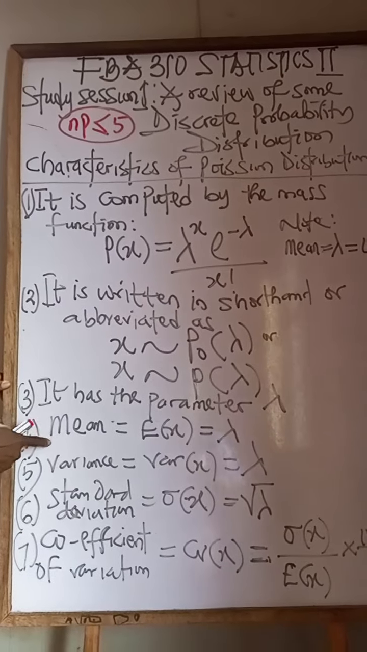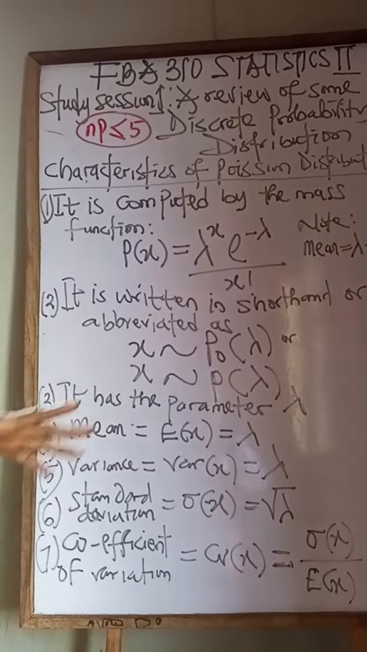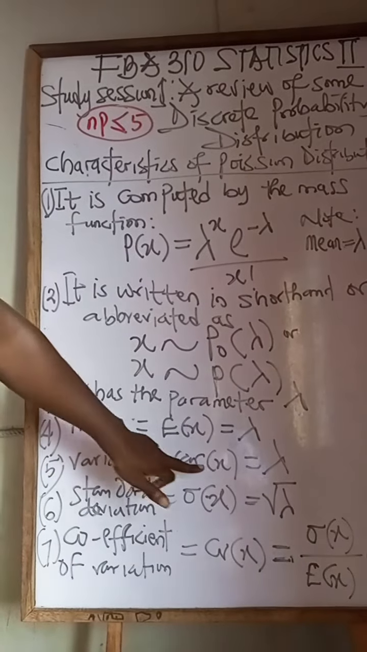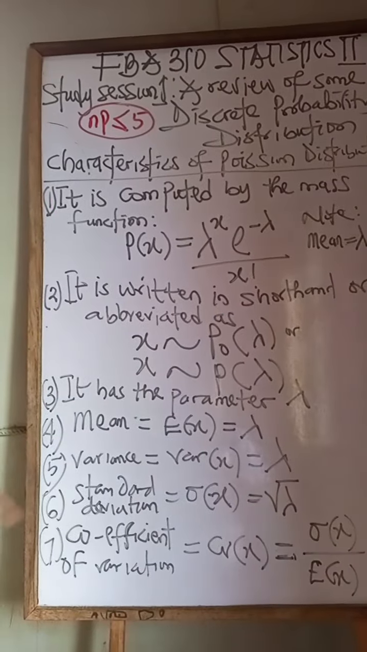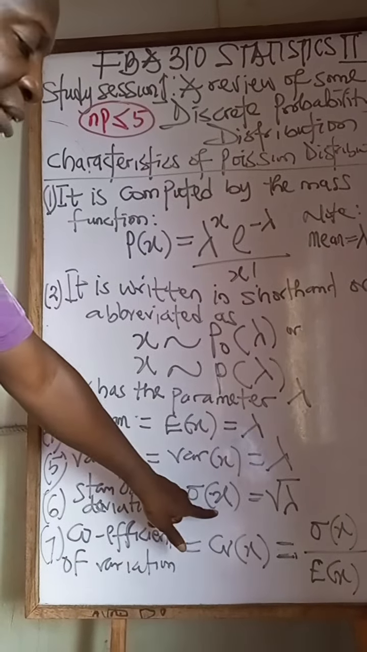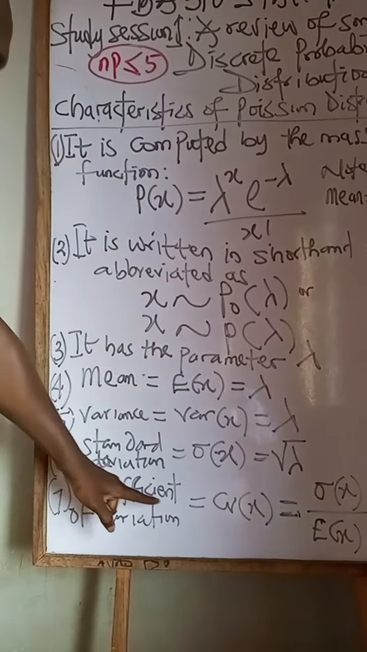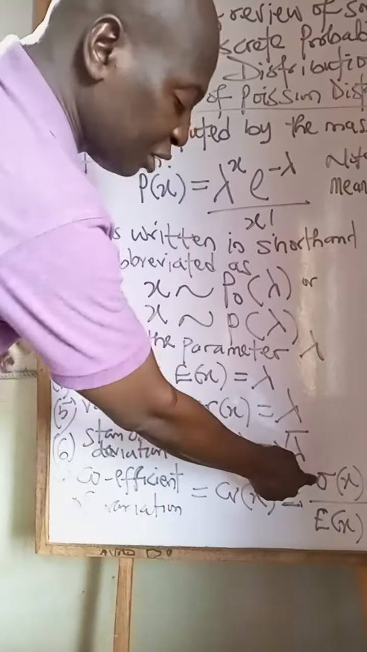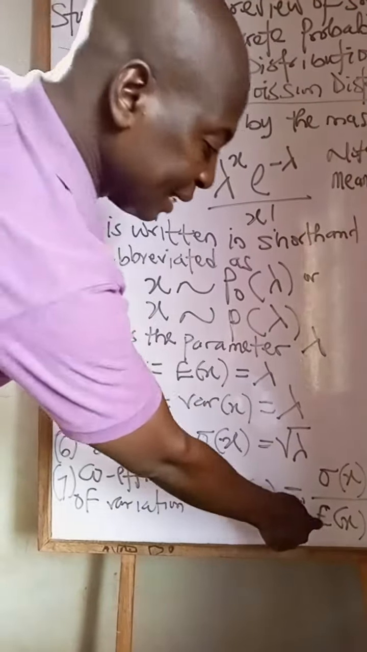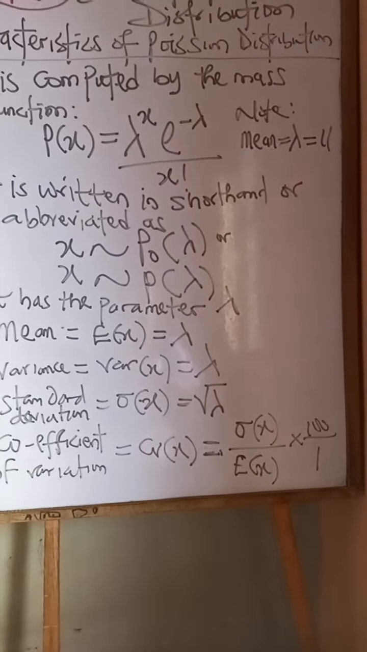Then 4, mean, E of X, equals lambda. Everything about Poisson is lambda, lambda, lambda. Then variance is given by this symbol, and variance is also what? Lambda. Then standard deviation equals this, and is what? Square root of lambda. Then lastly, coefficient of variation is given by this symbol, and it is standard deviation over mean times 100 over 1. Our coefficient of variation is always in percentage. Don't forget.